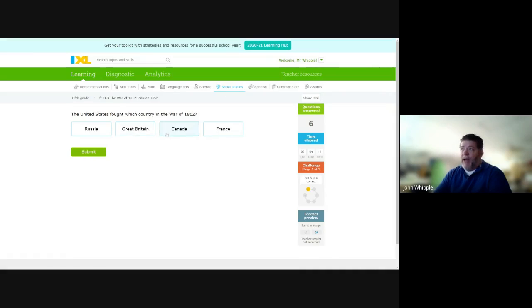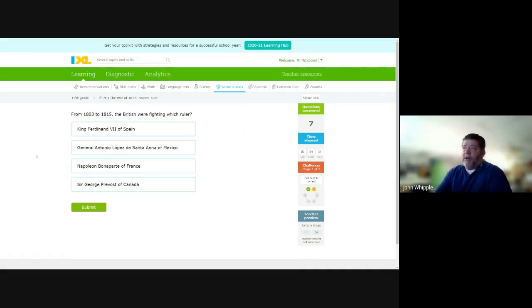However, Canada was part of Great Britain at that time, and we fought many of the battles against Canadians in Canada and the United States. But they were British subjects then, so Great Britain is the answer.